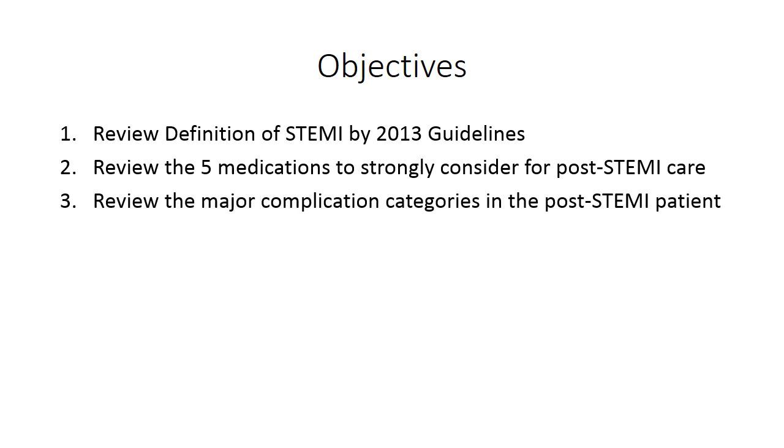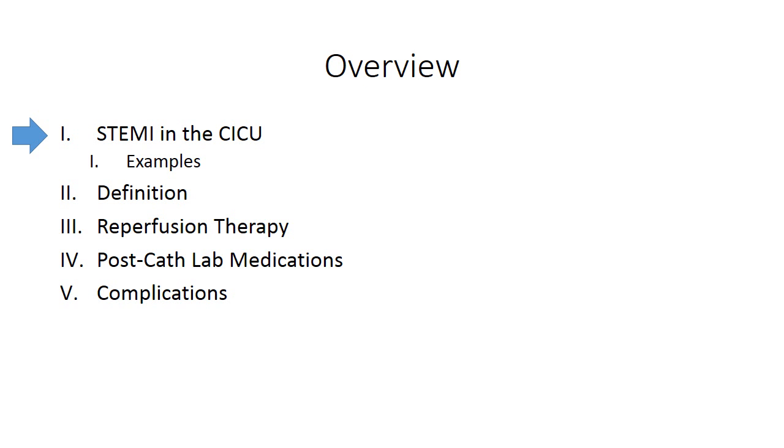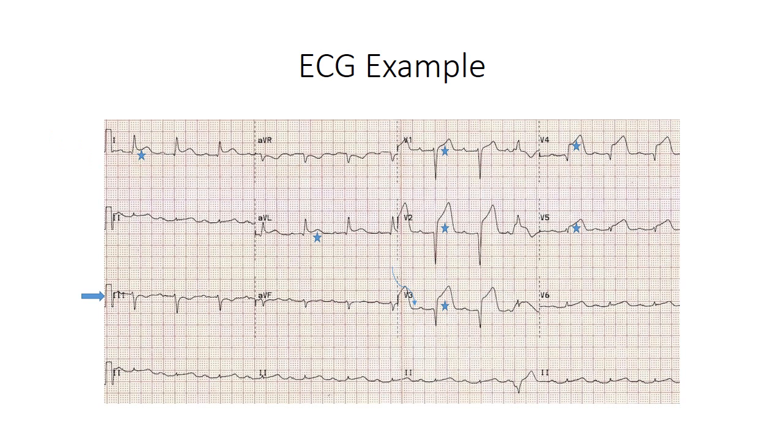The last objective is to review and familiarize yourself with the major complication categories in the post-STEMI patient who receives reperfusion and how to quickly evaluate for these often catastrophic manifestations. So this is the overview we will use and the outline for the talk. First, we will go over several ECG examples that show ST elevation MI in different patterns.